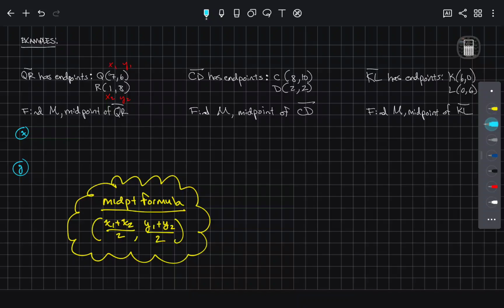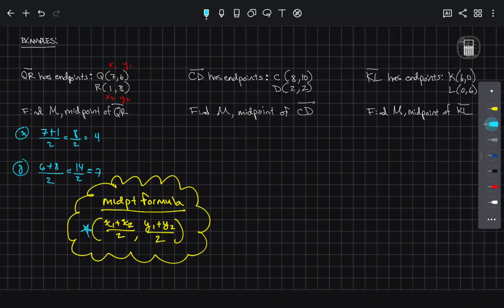So we know that we're going to do X1 plus X2. I'm looking right here. That's going to be 7 plus 1 divided by 2 equals 8 divided by 2 equals 4. Cool. There's my midpoint for my X values. Same thing with the Y values, 6 and 8. So 6 plus 8 divided by 2 equals 14 divided by 2 equals 7.